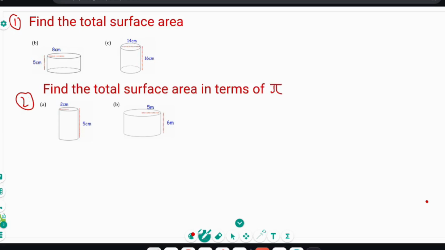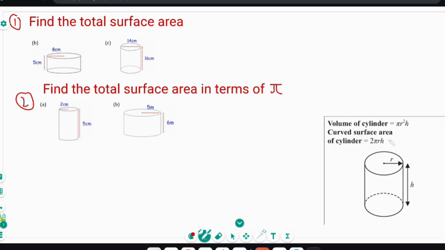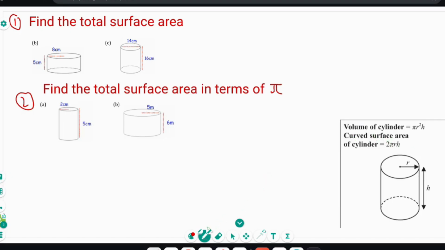Okay, have a go at question 1 and question 2. For the first question, we're finding the total surface area. Second question, total surface area in terms of pi. Put me on pause, unpause when you're done.